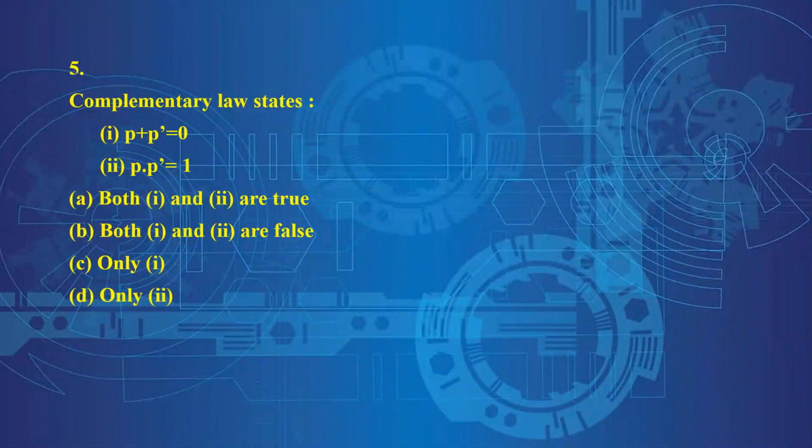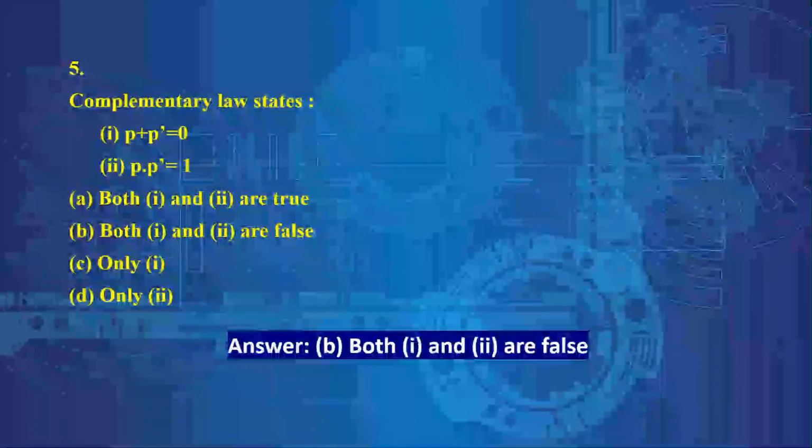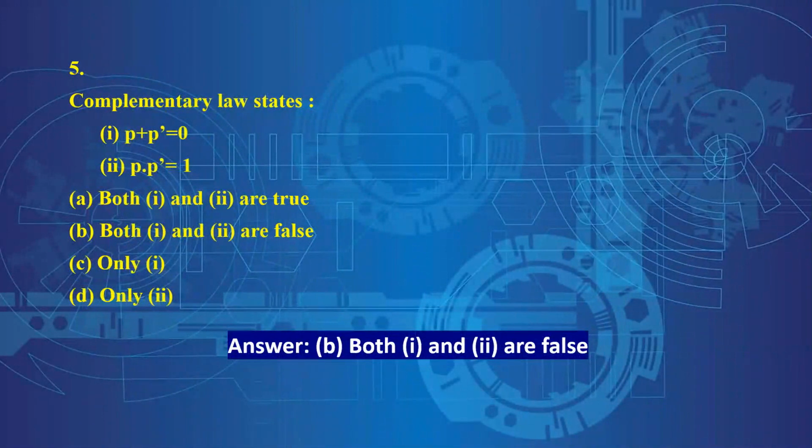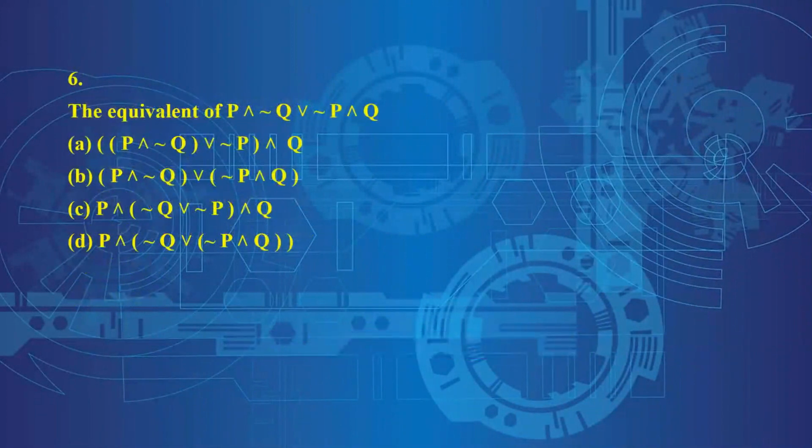Next question. Complementary law states: 1, P plus P bar equals 0; 2, P dot P bar equals 1. In this case, the right answer is option B, both 1 and 2 are false, as you have seen in the previous question. Complementary law states that P plus P bar is equal to 1 and P dot P bar equals 0.